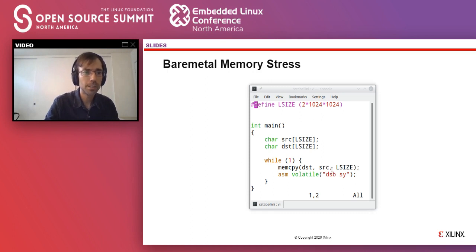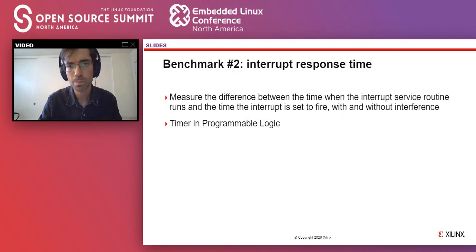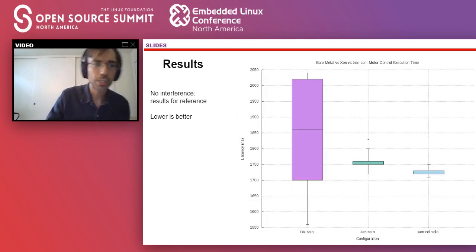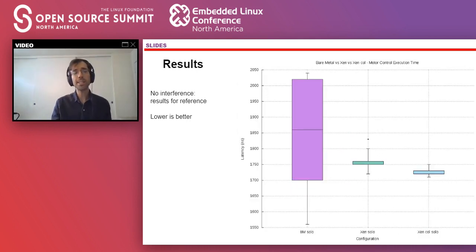So the bare metal, hi Alistair. If you are referring to the IRQ latency, that's normal. You mean the test, the routine. I bet you mean this. Right, so yes, it's surprising that bare metal alone is lower than bare metal on Xen without interference.